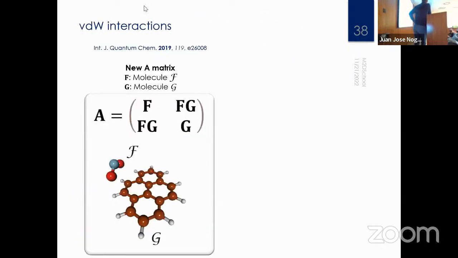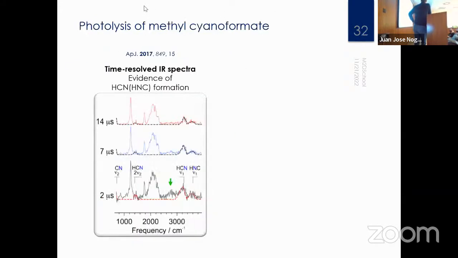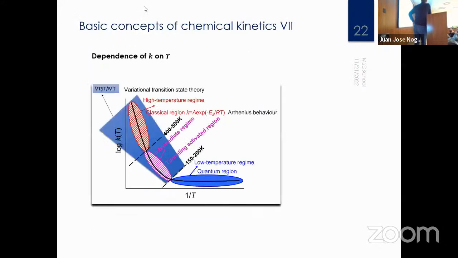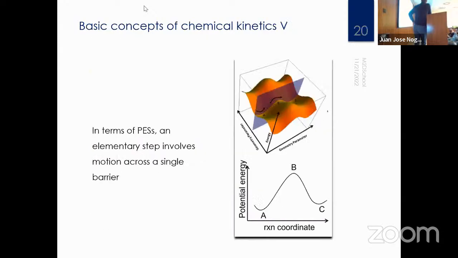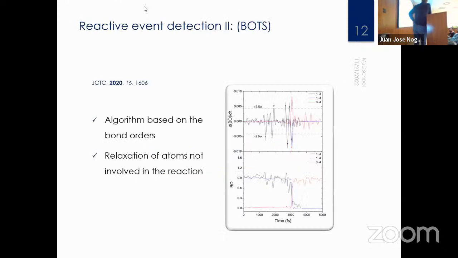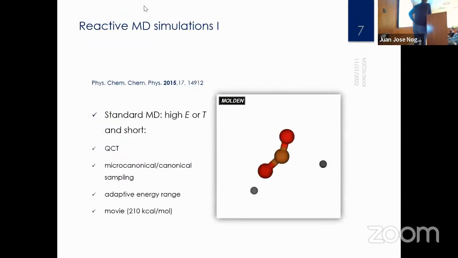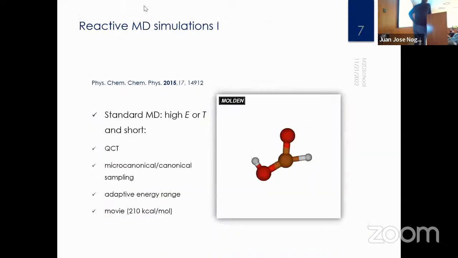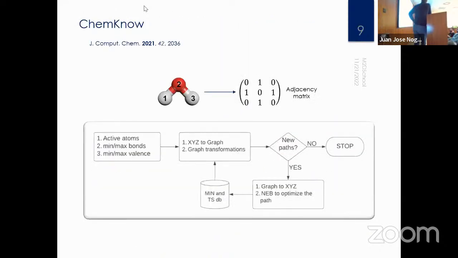So, have I tried? No, I haven't so far. Is it possible? I think it is possible. Instead of using MD simulations, in that case, I would use chemical knowledge, which is probably more suitable for that. I would use something like this. You select the active atoms, and then you do all transformations within those active atoms. This is what I would do.